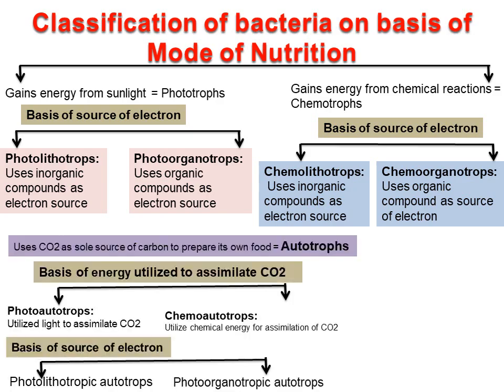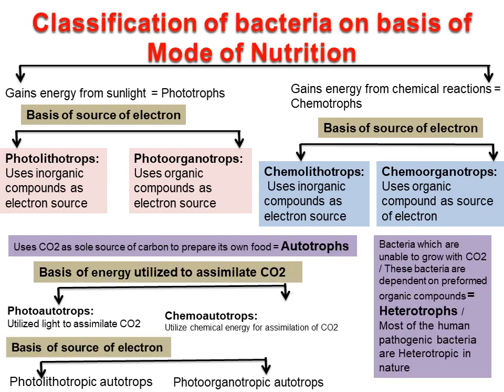Bacteria which use carbon dioxide as sole source of carbon to prepare their own food are called autotrophs. They are capable of independent existence. Those bacteria which are unable to grow with carbon dioxide, and are dependent on preformed organic compounds, are called heterotrophs. Most of the human pathogenic bacteria are heterotrophic in nature.